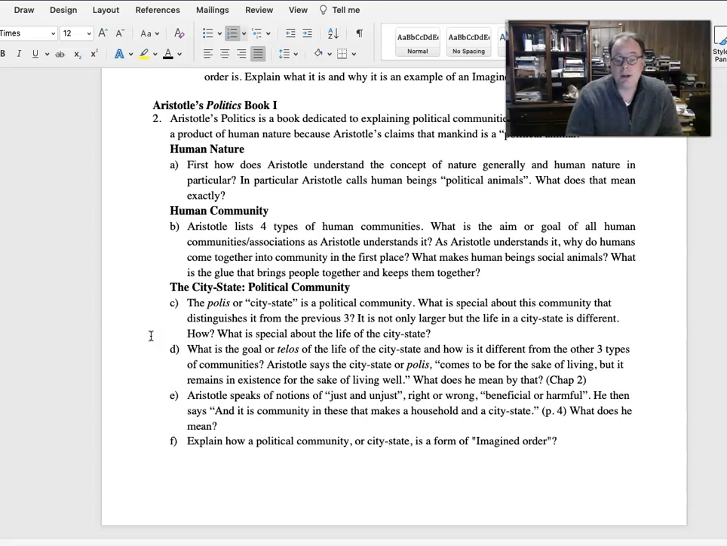And that second part is really connected with all of D. And it's even connected with C. So you see, these questions are really just kind of parceling out the different elements of the broader initial question that's asked. E. Aristotle speaks of notions of just and unjust, right and wrong, beneficial or harmful. He then says it is community in these, meaning just, unjust, right and wrong, beneficial and harmful, that makes a household and a city-state. What does he mean by this?